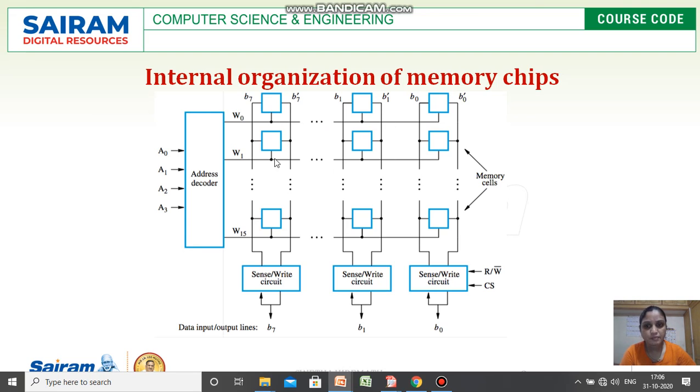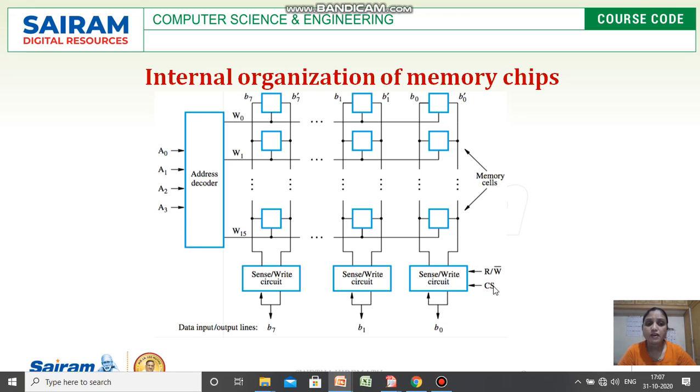Along with the data bits, there are also 4 address lines, which are given to the address decoder. Once the address decoder has decoded the address, that particular location is pointed to, and whatever operation has been specified, either read or write, will be performed. Also there are sense or write circuits to tell whether it is a read or write operation, and which part of the chip is being selected.